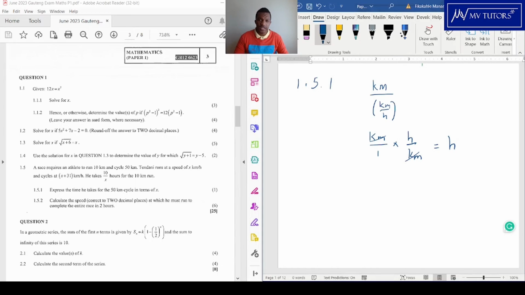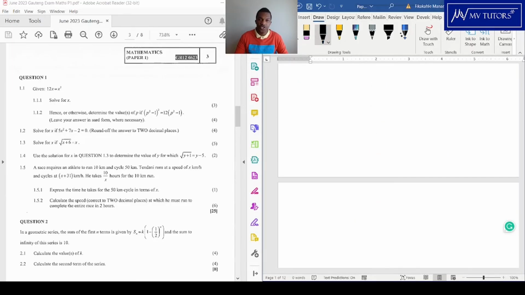Now check this out. The kilometers cancel each other and I'm left with hours. So for the cycle part, how many kilometers is he cycling? If you go back to the statement, he's cycling 50 kilometers. And at what speed is he cycling? At x plus 3 kilometers per hour. All right, so I can just write hours there. That's my final answer right there.